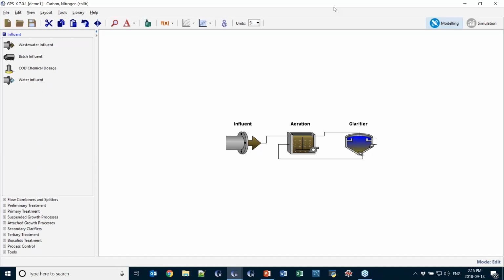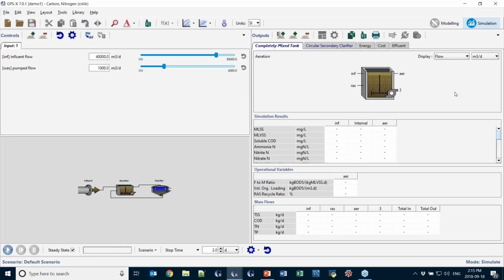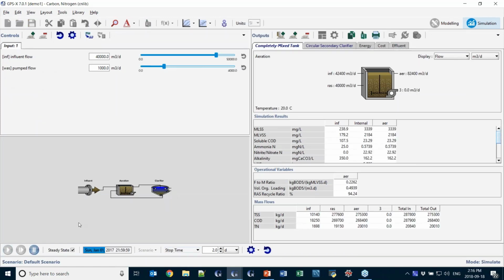We have some flow coming into this simple activated sludge unit with a completely mixed aerobic reactor there. So let's come over here, and I'm going to run a 2-day dynamic simulation. I have steady state check, which means we'll solve for steady state first, then we'll run 2 days, and I have the flow coming into the plant set to do a diurnal pattern. So let's just run that quickly.